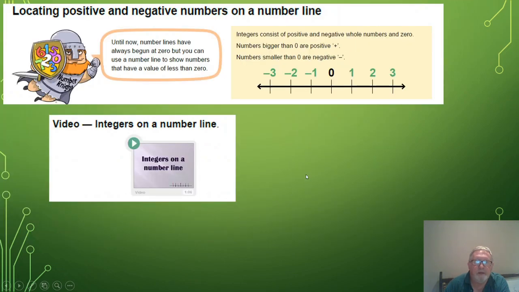So now let's look at how we locate positive and negative numbers on a number line. Usually when we've talked about number lines, zero's been on the end, and then we always show positive numbers off to the right. But it's possible for zero to be put into the middle. So numbers that are bigger than zero are positive, and numbers that are smaller than zero are negative.